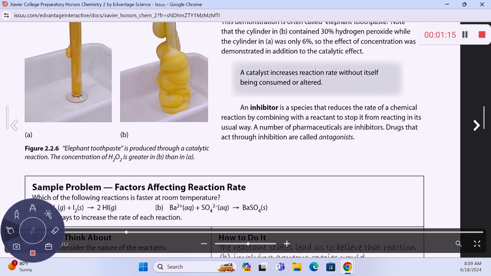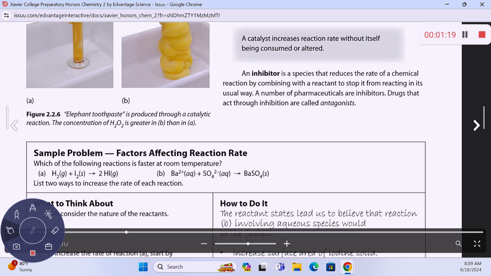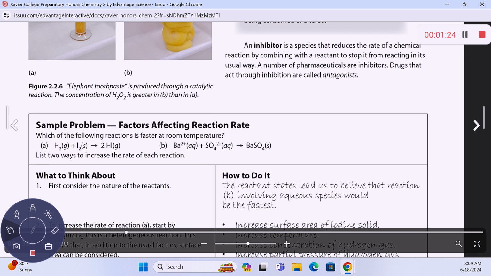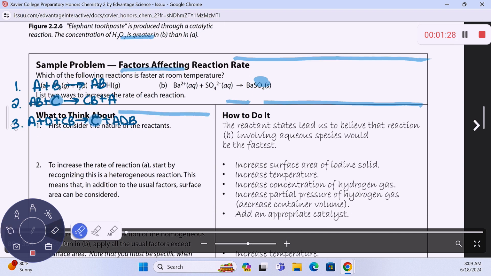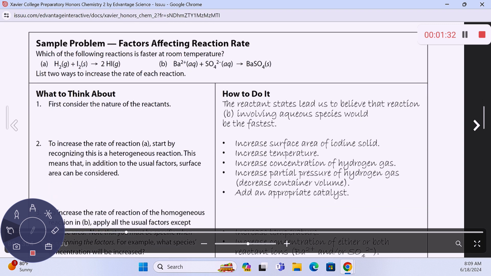Inhibitors reduce the rate of chemical reactions by basically preventing a reactant from combining with something else. A lot of pharmaceuticals act as inhibitors. Drugs that are inhibitors are called antagonists. Let's take a look at the sample problem here before we end this section.